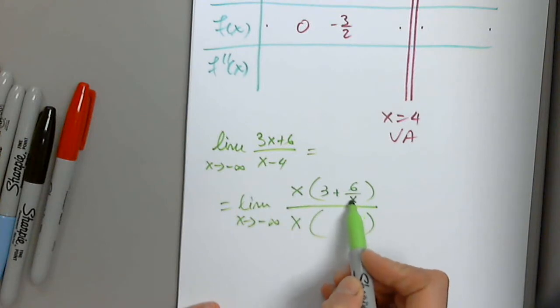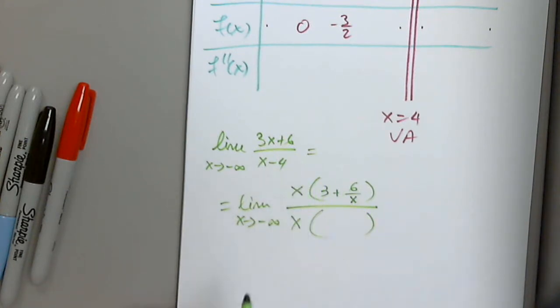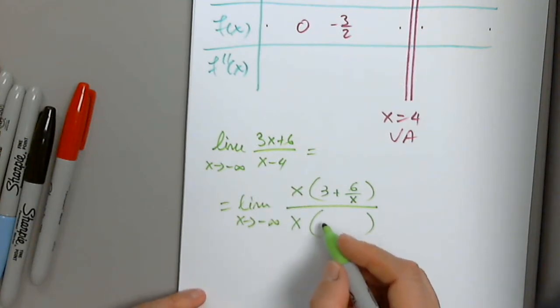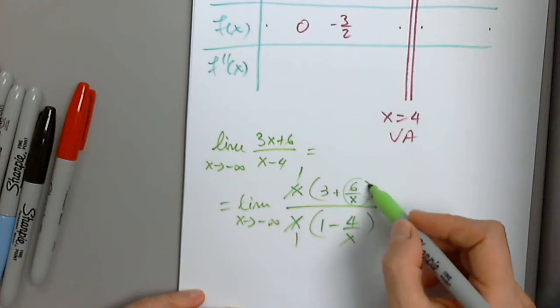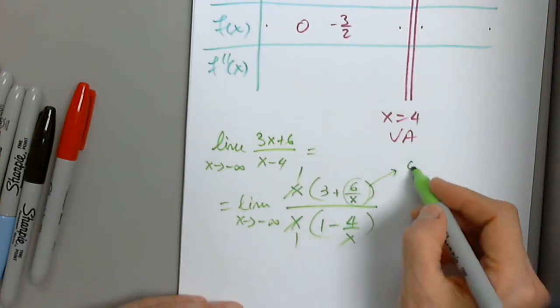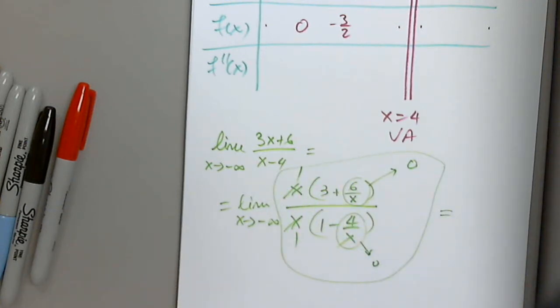What is left? 3 plus 6 over x. Good. Because x times 3 is this and x times this is that. Correct. And then? It's 1 minus 4 over x. Good. I simplify. Where does this go? 0. Perfect. Where does this go? 0. So where does this go? 0. 1. Don't guess. Look at it. Exactly. The top goes to 3, the bottom goes to 1.